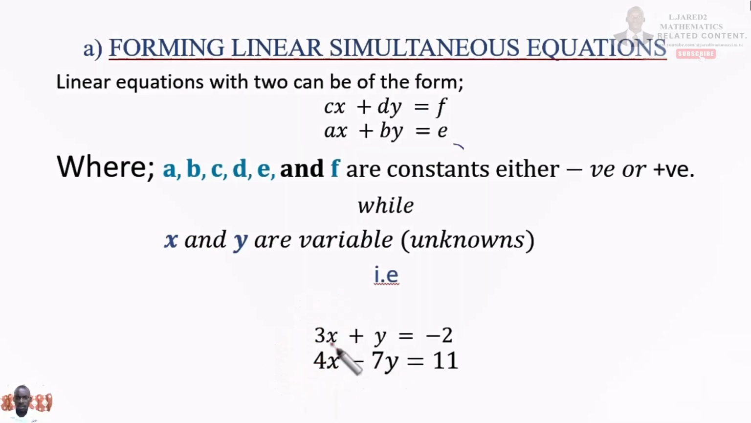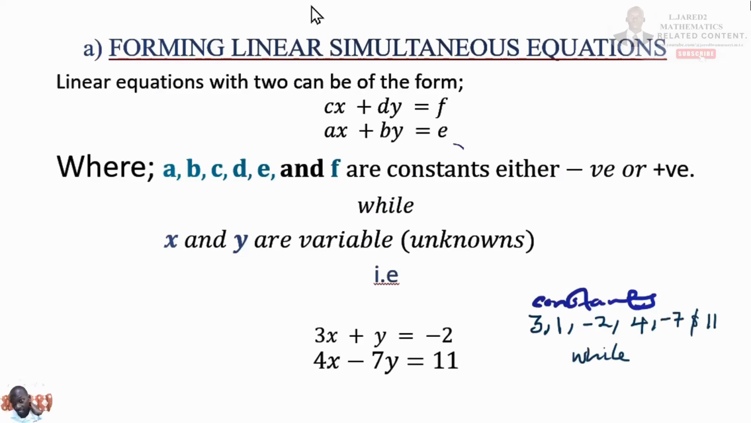That is to say, we can have an example of simultaneous equations. They are here. We have 3x plus y equals negative 2, then 4x minus 7y equals 11. So in here, we can say that the constants are the 3, the 1, the coefficient of 1 alongside y, then we have the negative 2, the 4, negative 7, and then 11. Whereas the variables in these two simultaneous equations are the x and y.